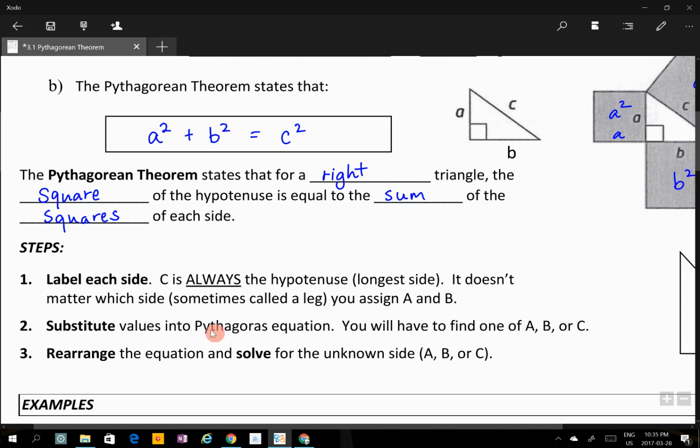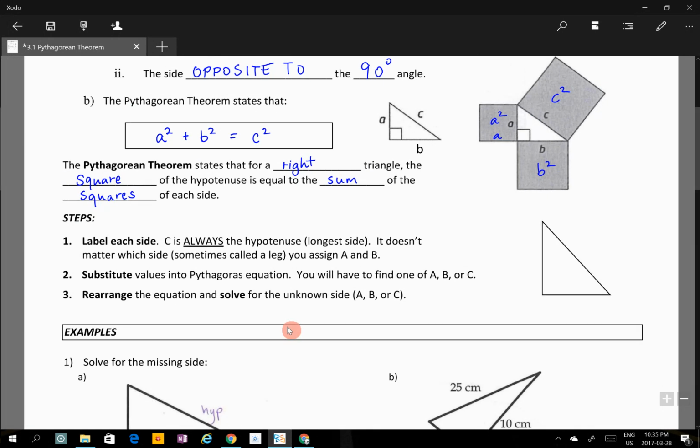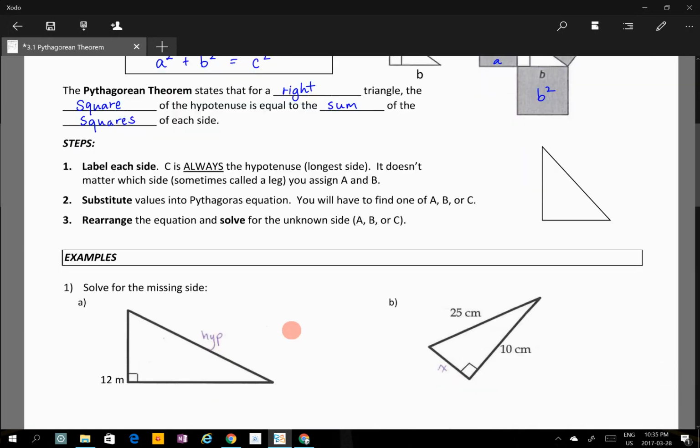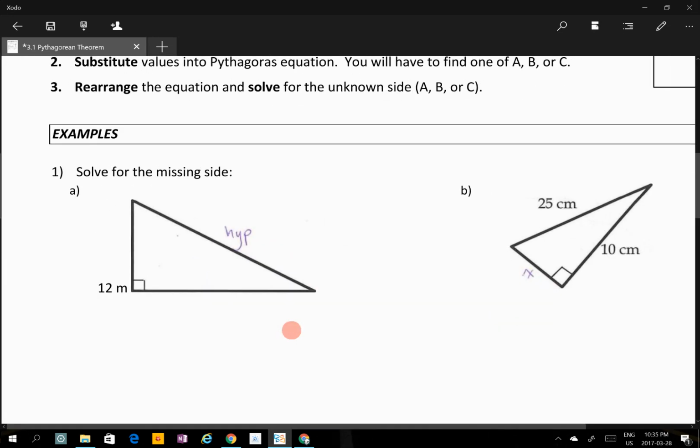Then you substitute values into the Pythagorean theorem, or the equation, or the formula. You usually have to find one of A, B, or C. Then you have to rearrange the equation to isolate that unknown variable, the one that you're looking for, and then solve. Okay, so we'll use this formula on some problems here. So here's my first picture. By the way, this should be 8 meters down here, and this is 12 meters over here. And this is side C, the hypotenuse.